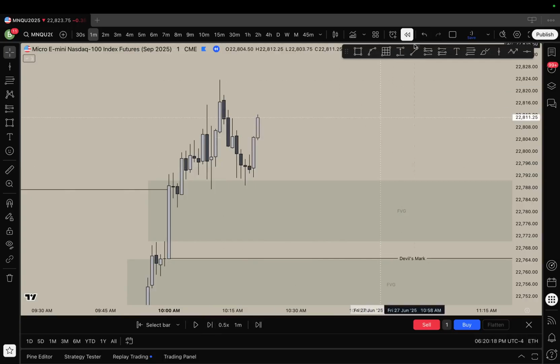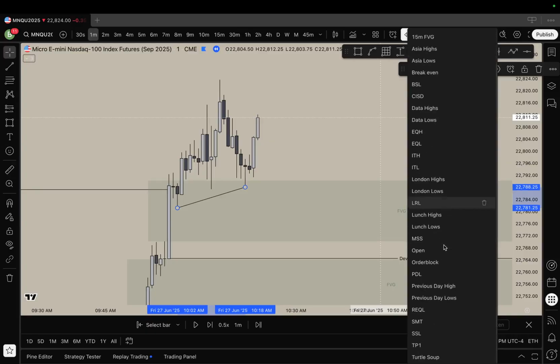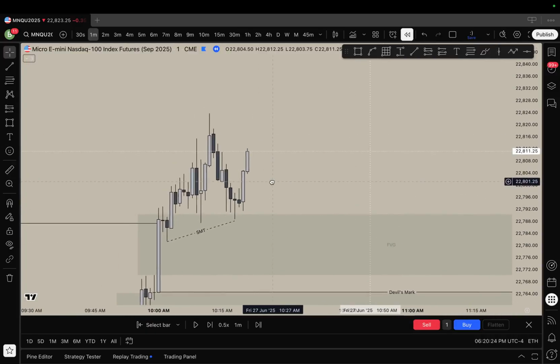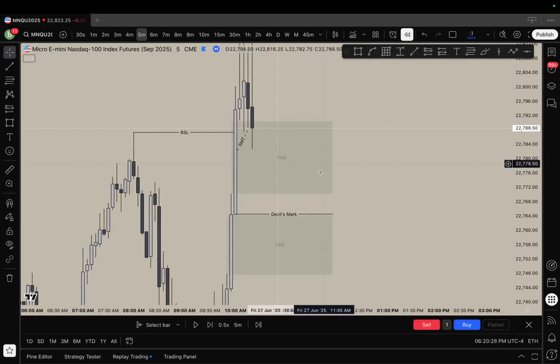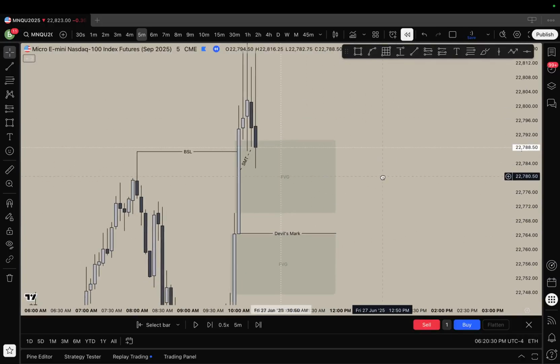And there was also an SMT at this low. But why am I not taking this? Number one, guys, too premium, right? We are way too premium in this price leg. And then number 2 is we didn't hit that discounted 5 minute. And number 3, we didn't even hit this devil's mark, okay?